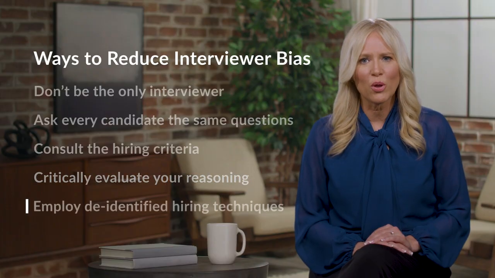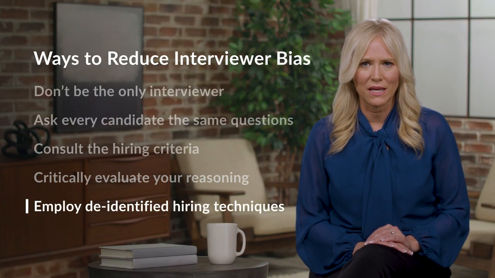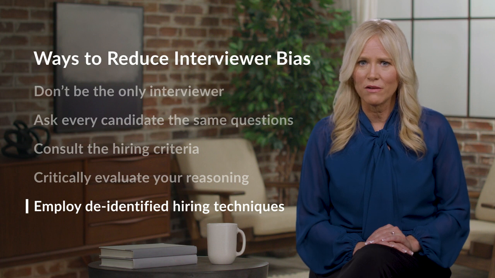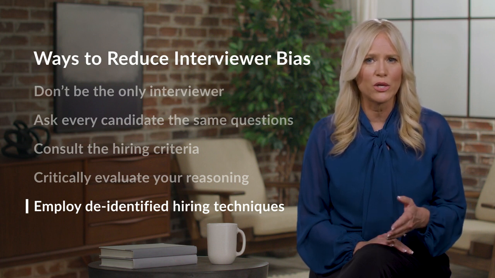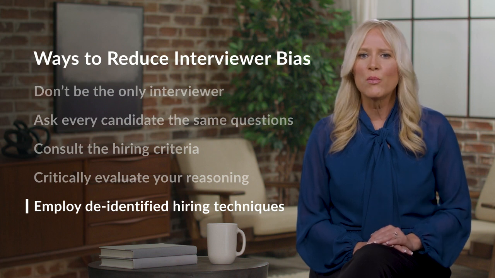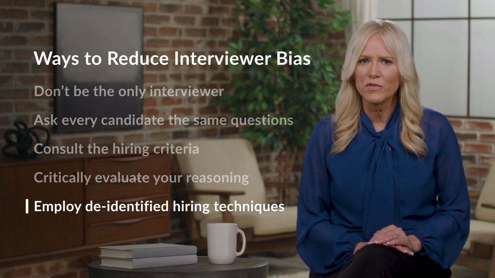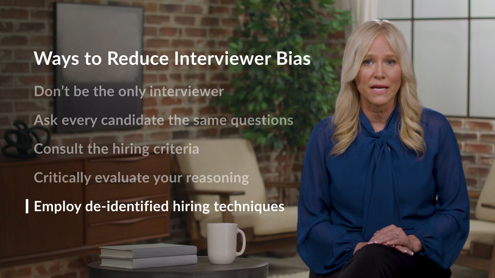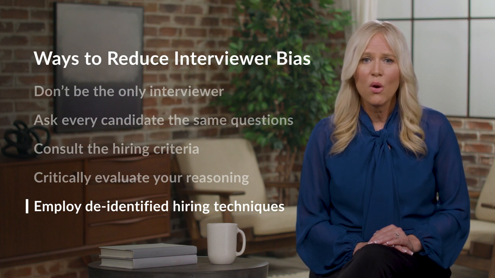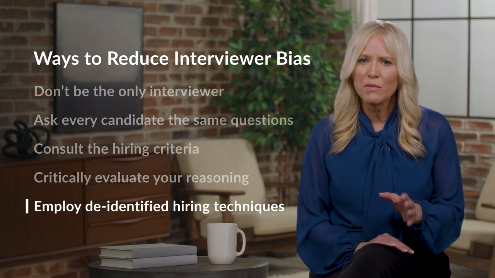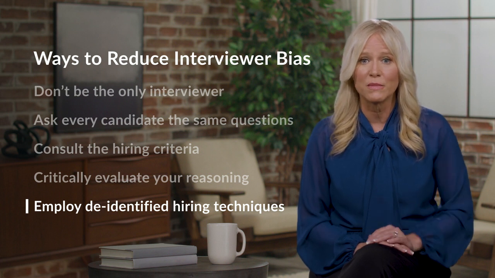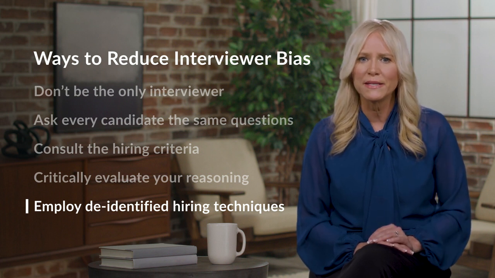Finally, consider employing de-identified hiring techniques. De-identified hiring involves removing demographic information about a candidate that may lead to interviewer bias. For example, you might ask a coworker to remove the names of schools or graduation dates from candidates' resumes. Or you might start with a phone screening interview or a capability test before moving on to a face-to-face meeting with a candidate to avoid bias based on their appearance.